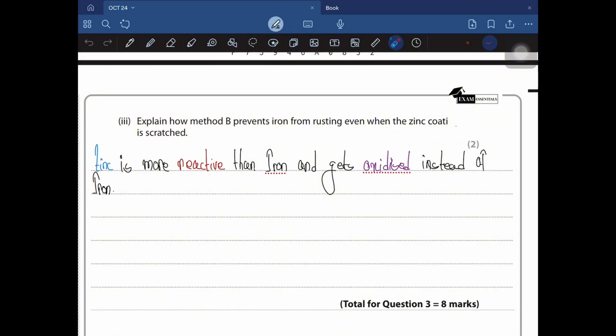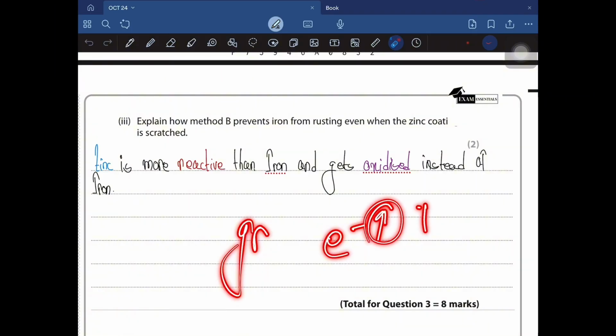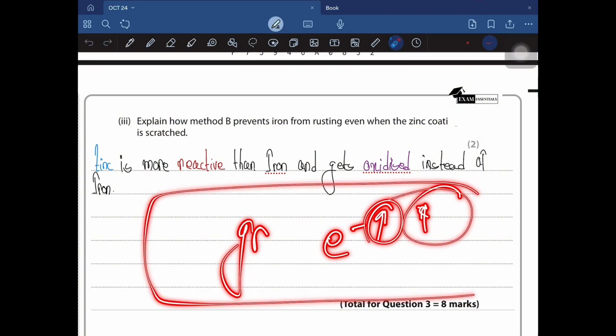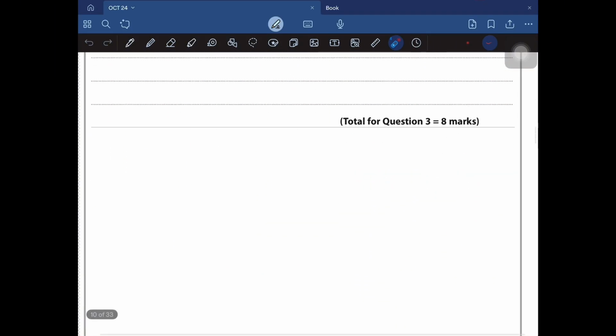So always remember that the more reactive a metal is, the greater tendency it has to lose its electrons. So let's just move on to the next question.